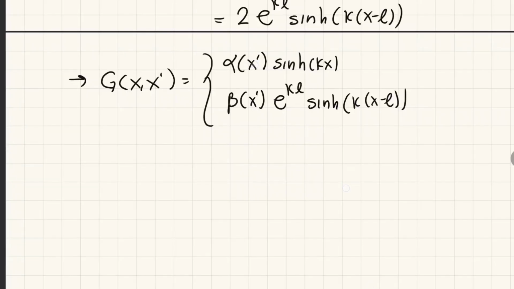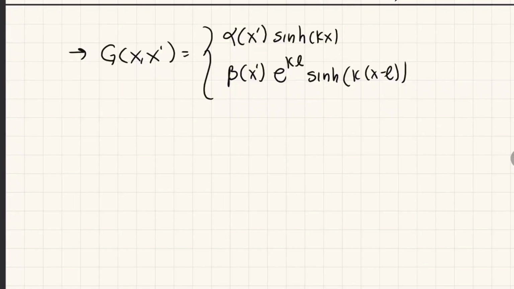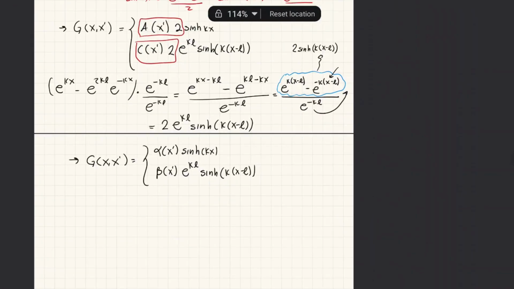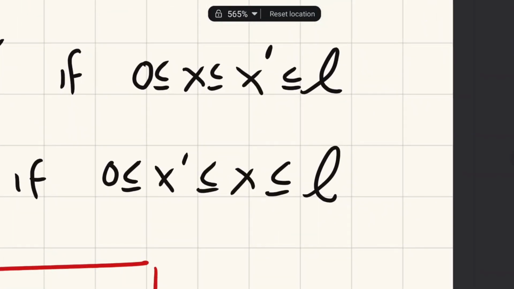Here is where we are going to use one of the concepts that we introduced in the previous lessons that we made about the Green function, where we mentioned that exactly at the point x prime, we know that the Green function has to be continuous.